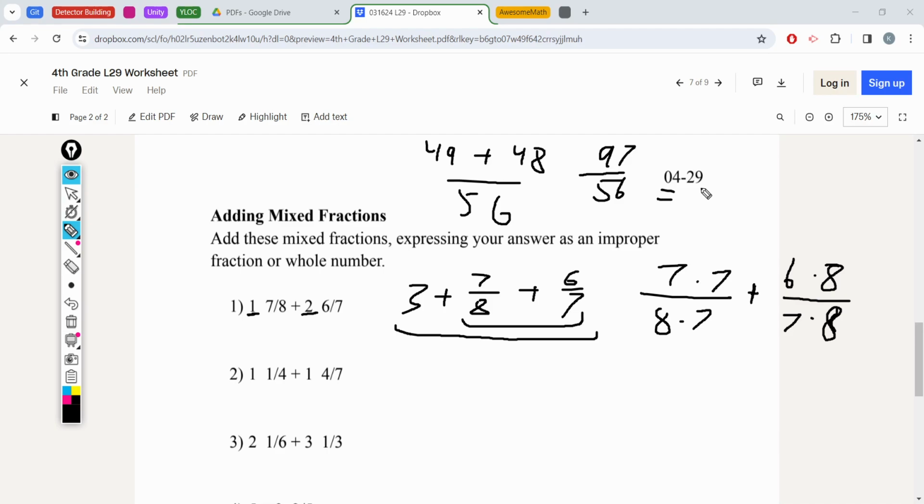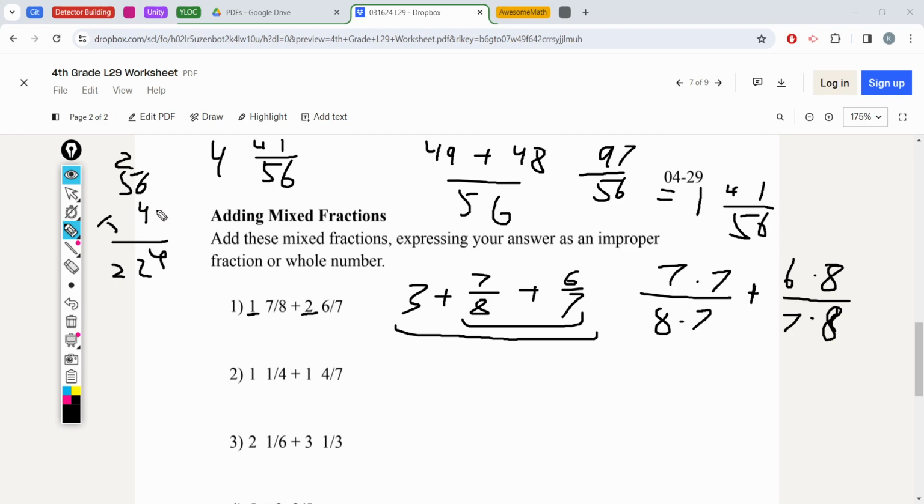which is the same as, I believe, 1 and 41 over 56. And so when we add that to 3, we get 4 and 41 over 56. And now we have to convert. So 4 times 56, you can just do that off to the side over here, and then you get 224. And then you add the 41, so you get 265 over 56.